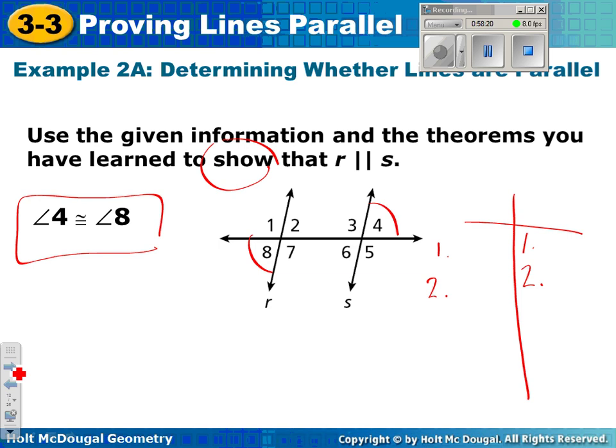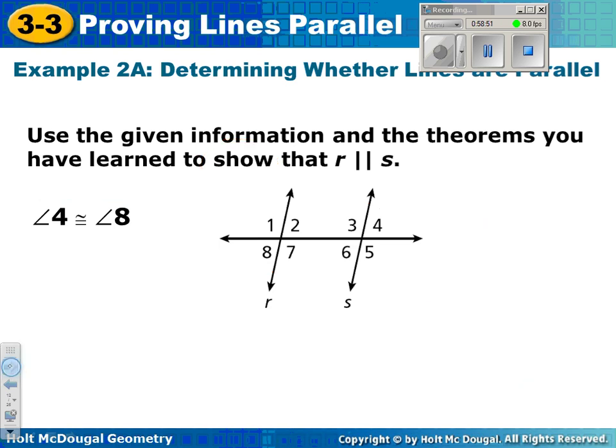Are you guys with me? Okay, we would have our given, and then what would be our reason over here for this number 2? Close, converse of what angles? Alternate exterior. So it would just be 2 steps. There's no work to show here. We would just write down our given, write down what we're trying to prove, and it would just be the converse of the alternate exterior angles theorem. Okay, look at the next one.